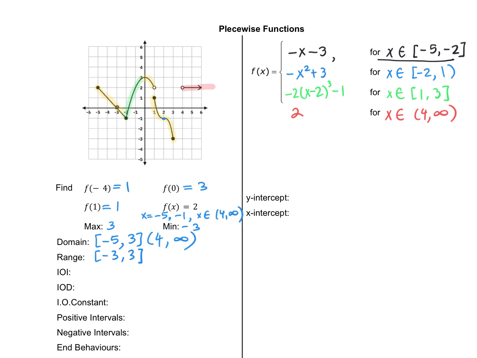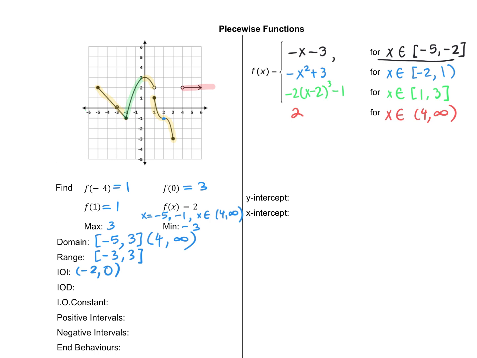My interval of increase is only that little segment of the parabola that is climbing from left to right, which is from -2 to 0. We're stating the x values where we are increasing.